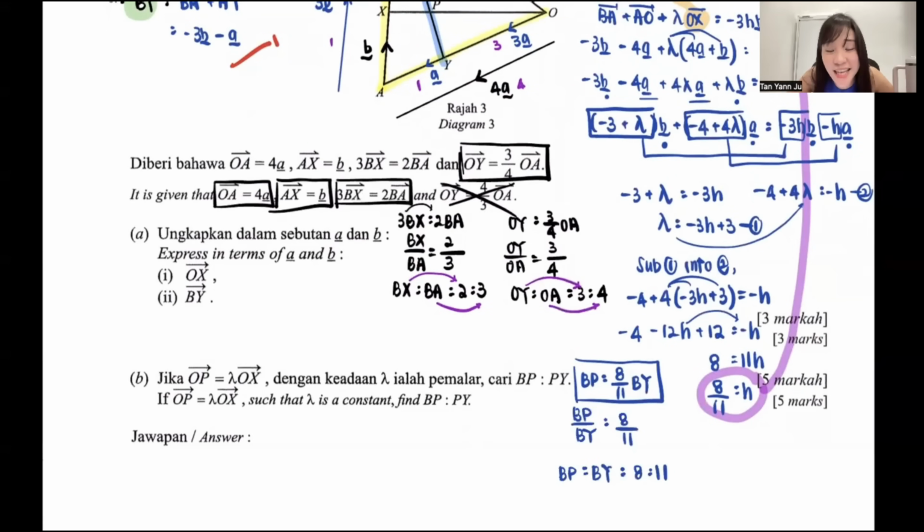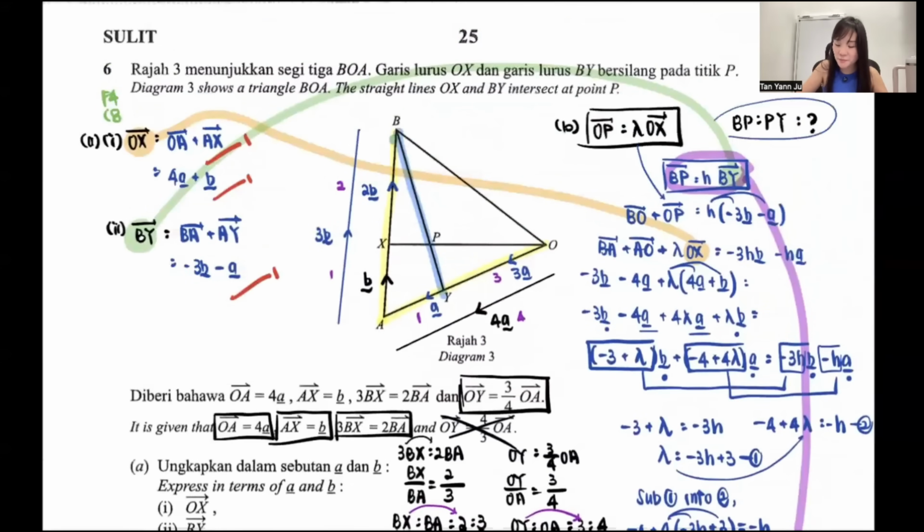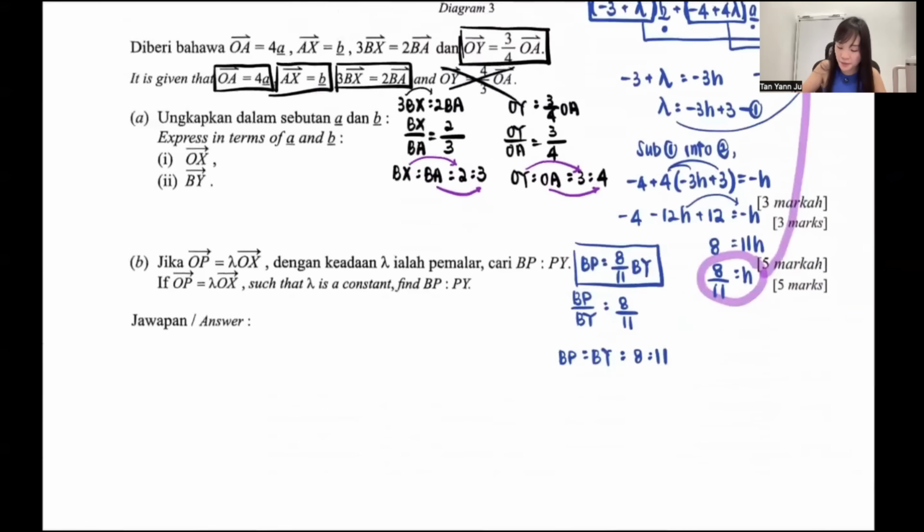So does it mean the answer is 8, 11? No again. Why still no? Because these questions are finding BP to PY. BP to PY. So let's try to find BP to PY instead. So guys, if BP to BY is 8 to 11, then BP to PY is how much? Now, my dear, cannot guess, this kind of thing, right? With a diagram, you can actually guess it out.